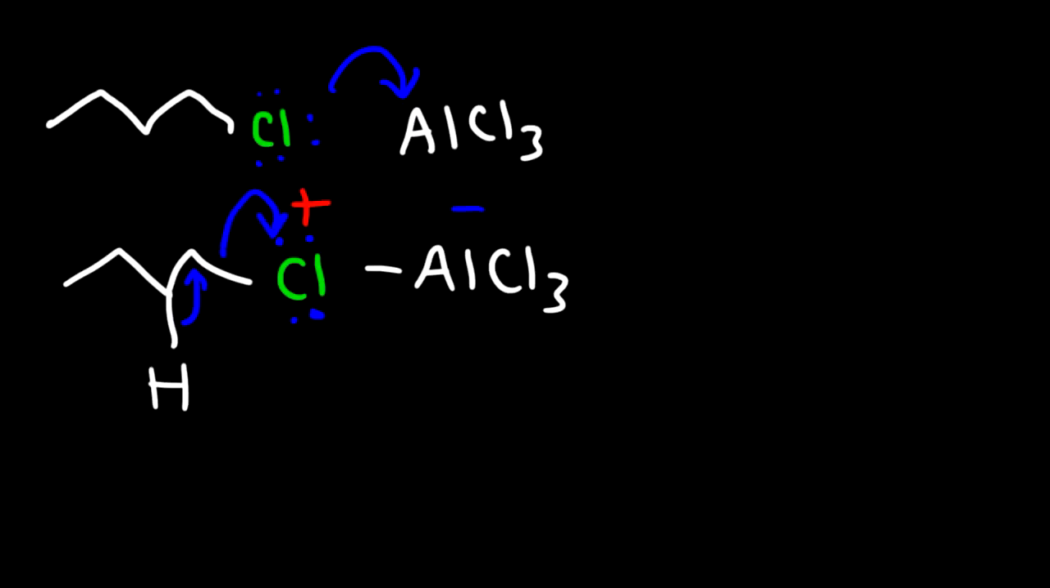Because chlorine is more electronegative than carbon, when the C-Cl bond breaks, the electrons will go towards the chlorine atom. And so by doing this, we can avoid the formation of an unstable primary carbocation intermediate, jumping directly to the secondary carbocation.